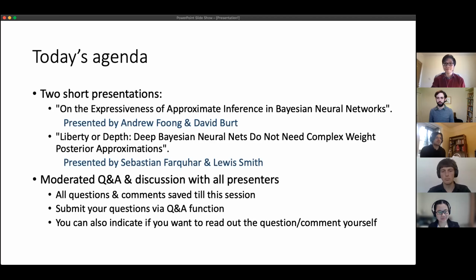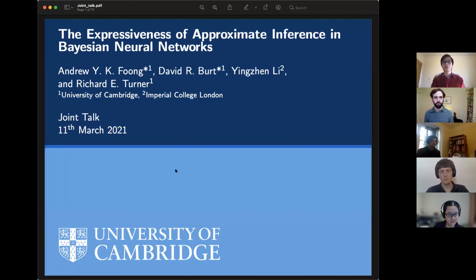So without further ado, we will first go for the first presentation by Andrew. I will let Andrew share his screen. Great, thanks very much, Yingzhen. Let me just share my screen. Cool, can I just check that everybody can see my screen, and if I move my cursor around, you can see that too? Yes, I can see it. Great, so I'll just start off then.